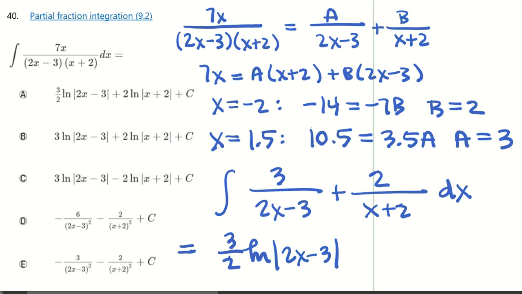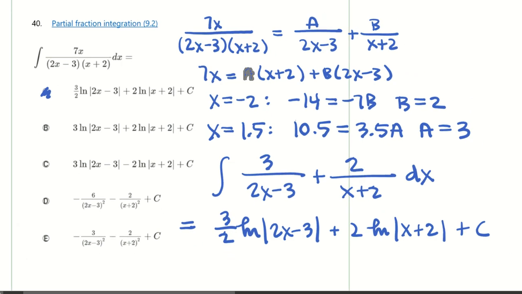So I need to prepare for that 2 to come out by dividing there, and that's why it's going to be answer choice A, okay? This is going to be 2 log of the absolute value of x plus 2. We will add a c because it's an antiderivative, even if you can't see it. But the only one that has 3 halves log of 2x minus 3 is going to be answer choice A. So I know it's going to be that one.